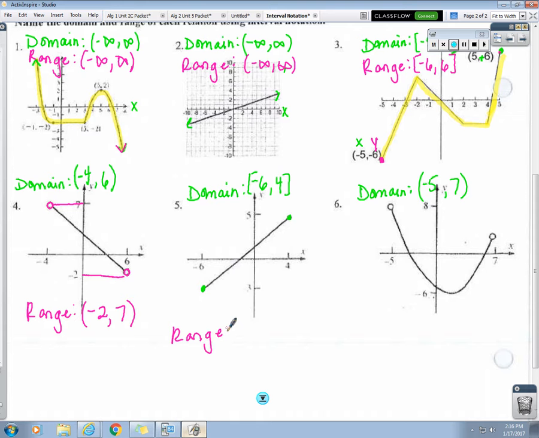Okay, so what would the range be for number 5? Right, -3 to 5, and then included or not? Both are included. The open circles and the closed circles.